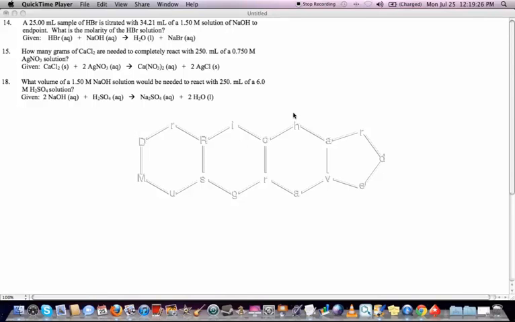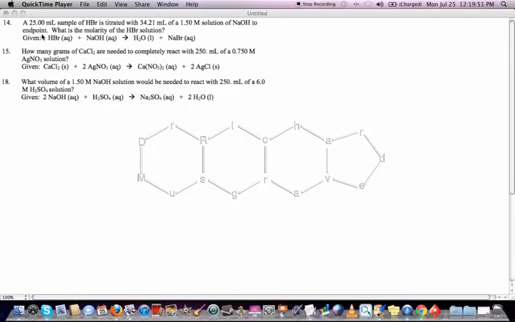I want to show you some examples of reaction problems or titration type problems that involve solutions. Alright, so the first one we're looking at is number 14, and the question is: a 25.00 mL sample of HBr is titrated with 34.21 mL of 1.50 molar solution of sodium hydroxide to endpoint. What is the molarity of the HBr solution?